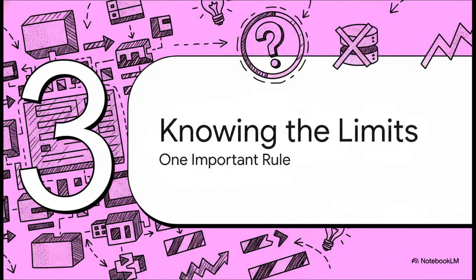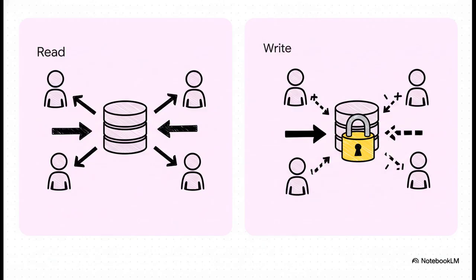Okay, so SQLite is obviously super impressive, but let's be realistic. No tool is perfect for every single job. And to use it well, we have to understand its single most important limitation. And that crucial point is all about concurrency. How many things can happen at once?